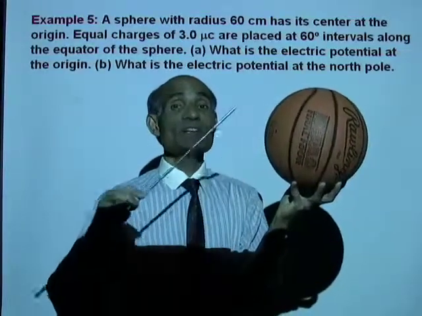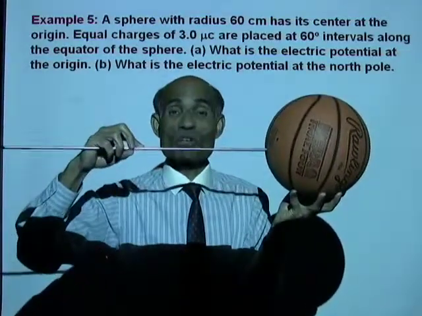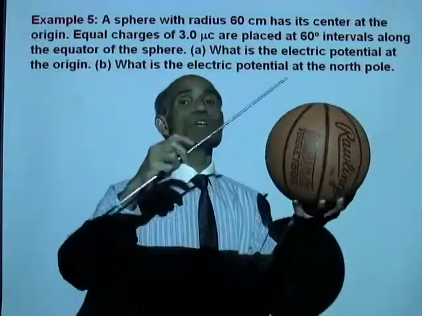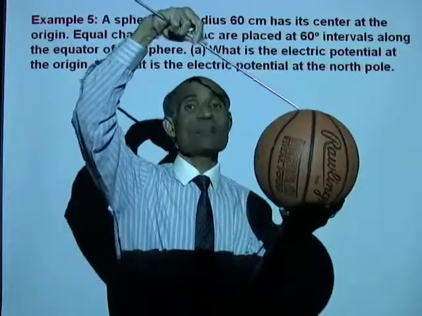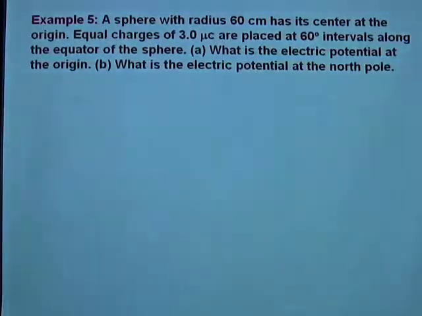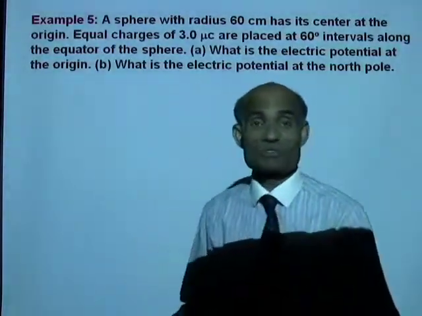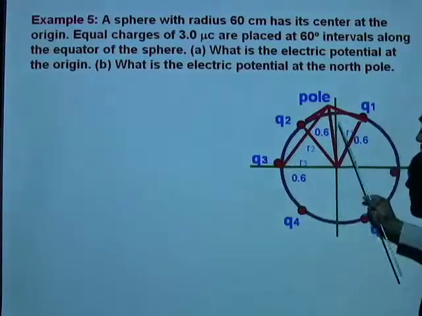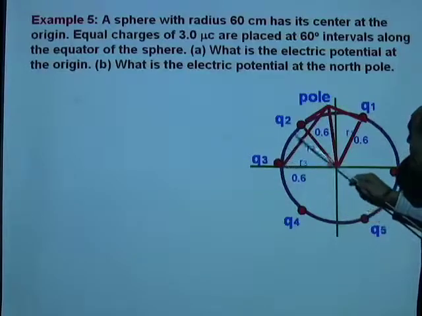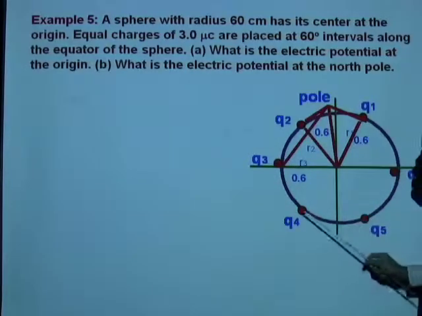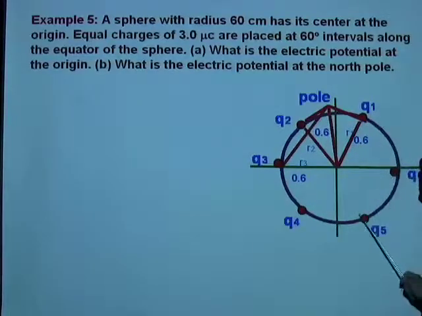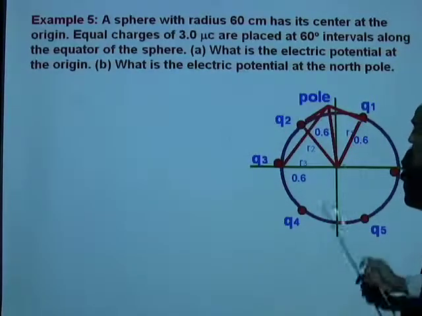We need to find the electric potential at the origin. The origin is the center of the sphere. We also need to find the electric potential at the North Pole at this point. Alright, once you have visualized the problem, let's draw a diagram. This is the equator of the sphere, and I have 6 charges, each of them 3 microcoulomb, placed at intervals of 60 degrees along the equator.